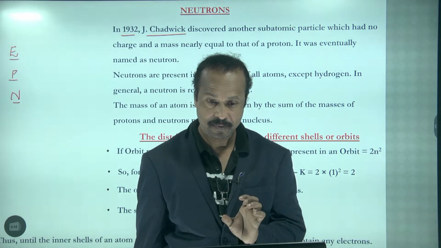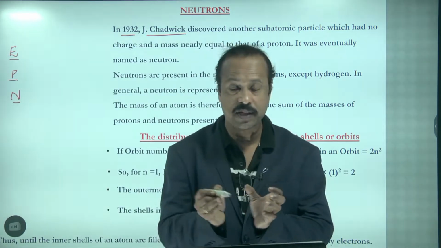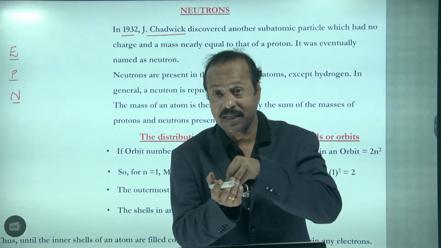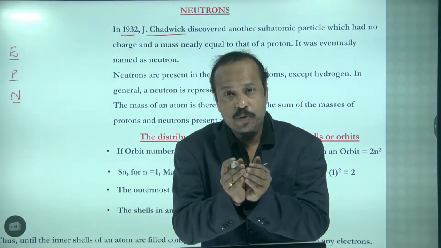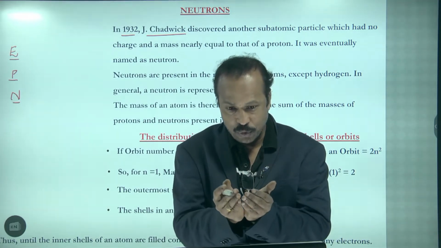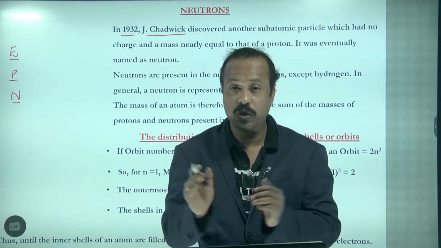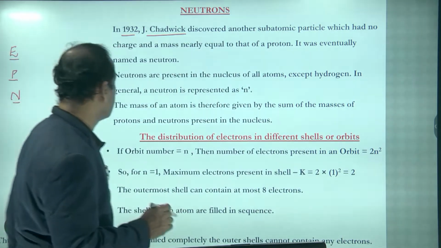Is this clear? Right. These neutrons are present in the nucleus along with the protons. As protons and neutrons are both present in the nucleus, together they are called nucleons. What are they called? Nucleons. Okay, so that's all about this one.